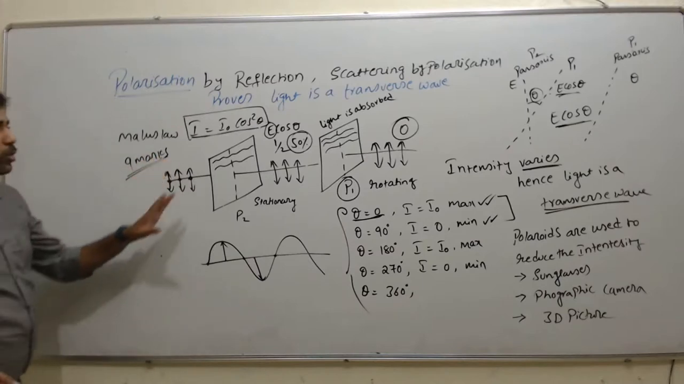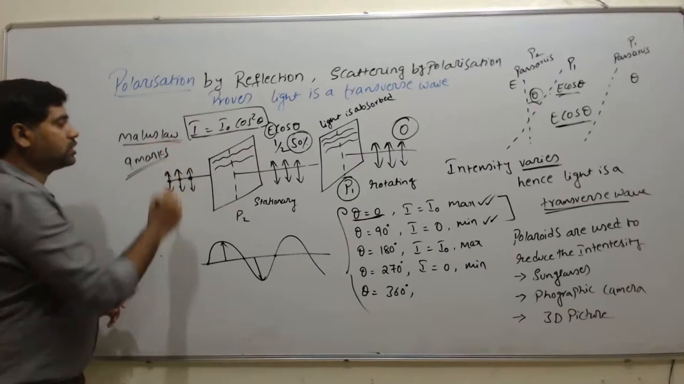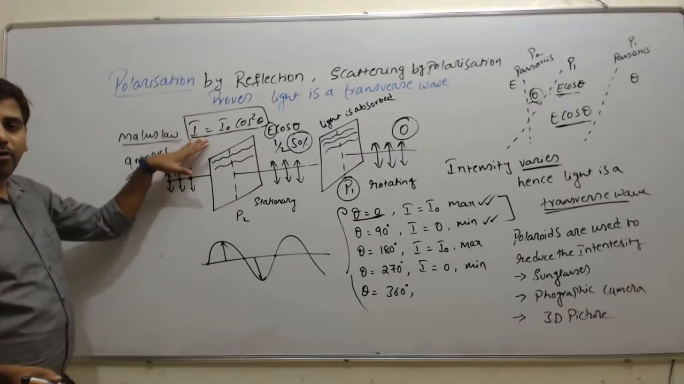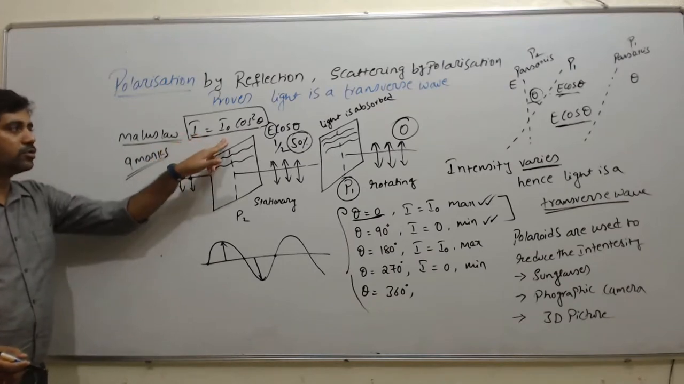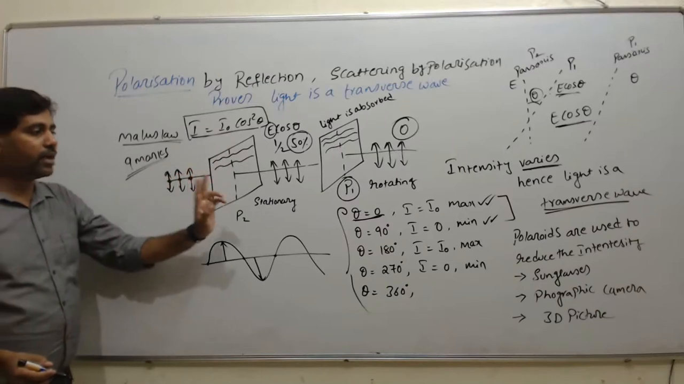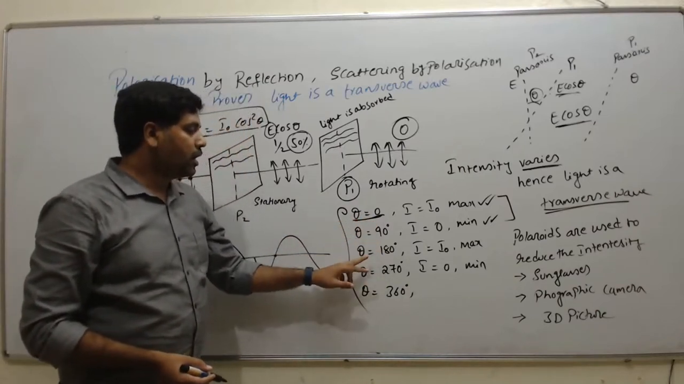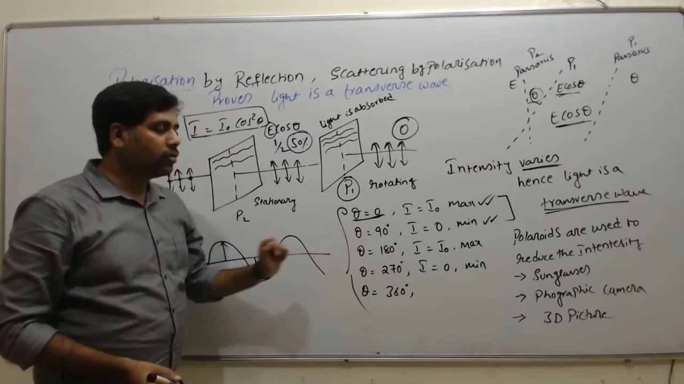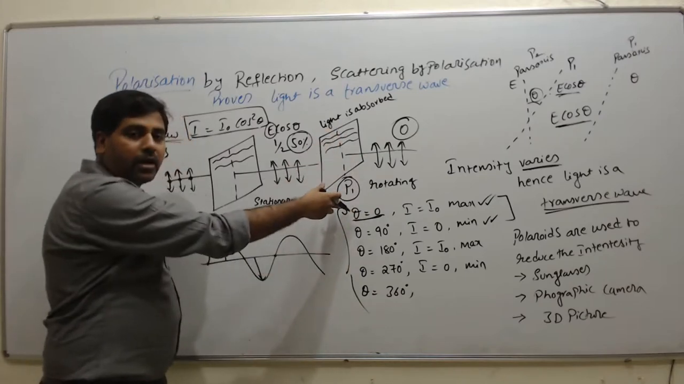Most questions from this topic: they will ask to state Malus law for 1 mark, or explain Malus law for 2 marks, or they may ask for 3 marks. So the statement and also the mathematical relation. When is intensity maximum? Intensity is maximum at 0 degrees and 180 degrees. The intensity is minimum at 90 degrees and 270 degrees. That depends on the rotation of the polaroid P1.